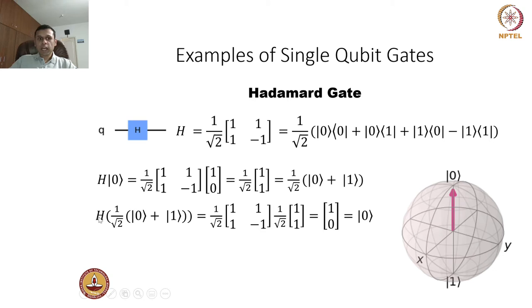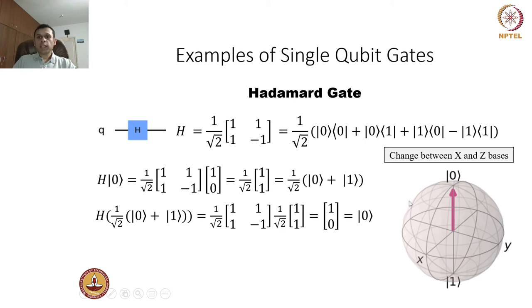Now, if we apply the Hadamard gate to this state, the plus state, as you can see on the Bloch sphere, it went back to its original state of 0. So let's look at this. We apply the Hadamard matrix to this particular state. And if you do the multiplication, you'll find you get back 1, 0, which is nothing but ket 0.